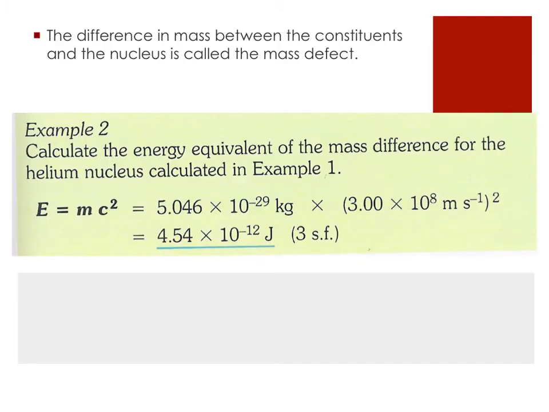So that difference in mass between the actual mass of the constituents, or the nucleons separately, and the actual mass of the nucleus, we call the mass defect. And if I took those values from just one nucleus of helium and put it into our equation E equals mc squared, that will end up giving us 4.54 times 10 to the minus 12 joules. Still doesn't seem like a lot, does it? I promise you, it makes a big difference.